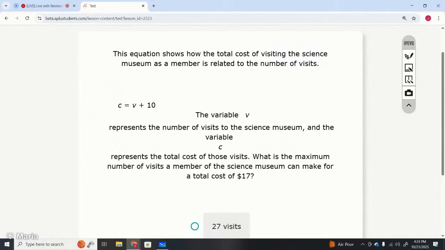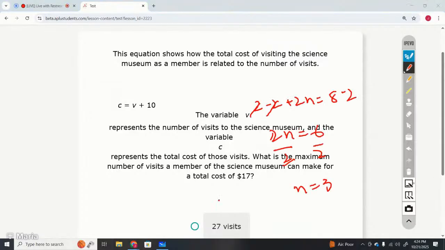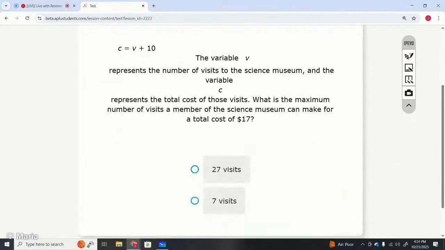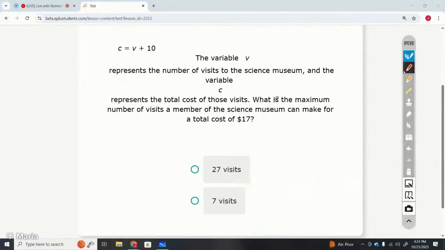So V is for the visits. We need to calculate, if we have 17 visits, the cost. So visits V is 17, we have 17 visits. So 17 plus 10. No, you are given: what is the maximum number of visits a member of the science museum can make with the cost? You are given the cost.